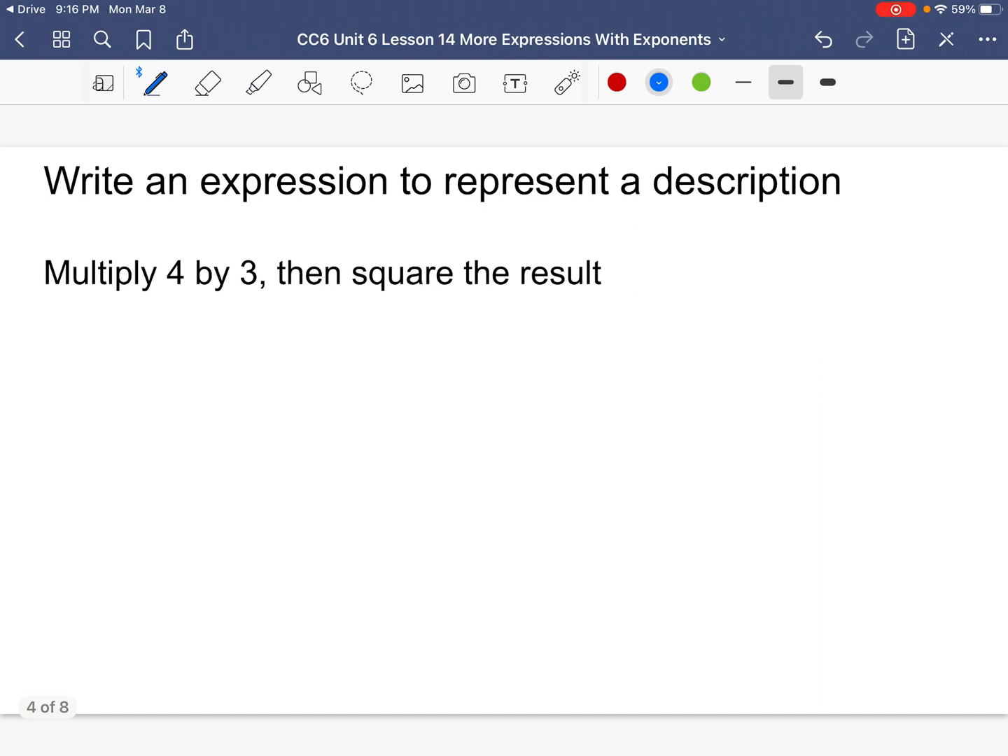Here we're being asked to write an expression to represent multiply 4 by 3 and then square the result. So multiply 4 by 3, and to square the result we need to put a parenthesis around 4 times 3 to show that we're going to square this when it's done. (4 times 3) squared.